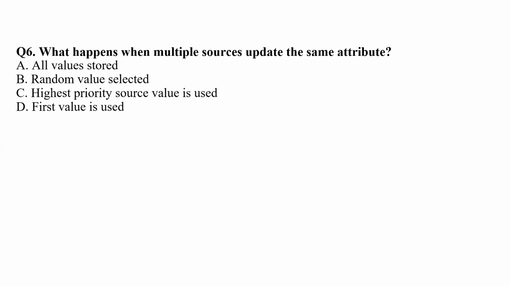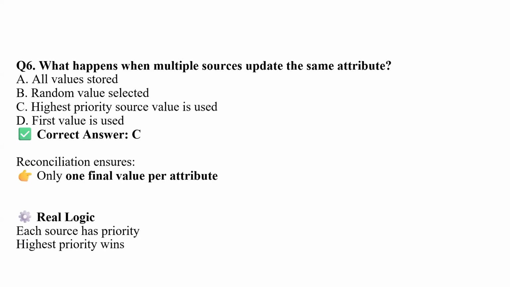What happens when multiple sources update the same attribute? Option A, all values are stored. Option B, a random value is selected. Option C, the highest priority source value is used. Option D, the first value is used. The correct answer is option C, the highest priority source value is used. Here, reconciliation ensures only one final value per attribute.